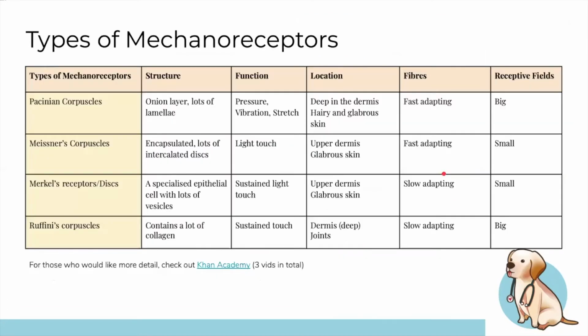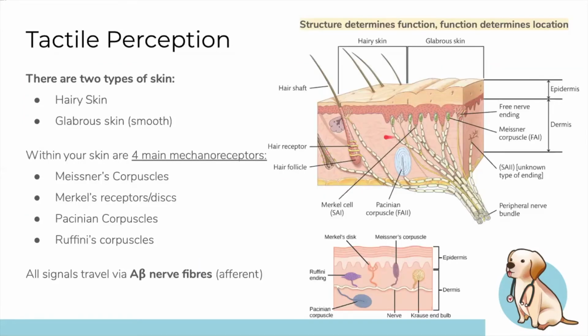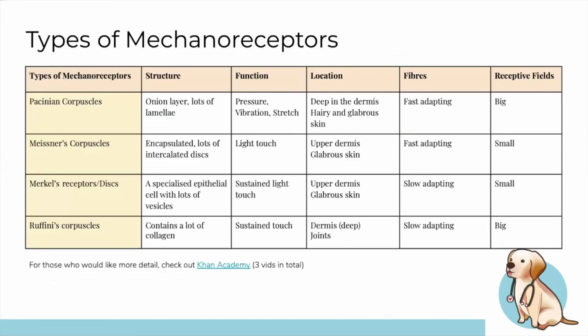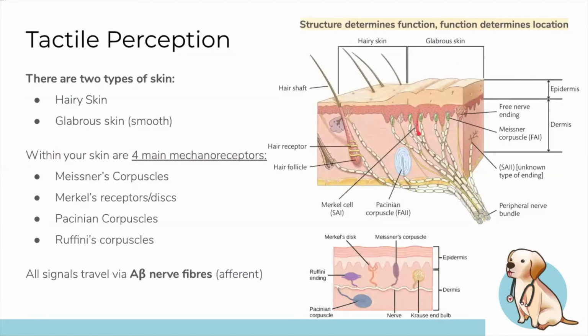Next up, we've got the Merkel's discs. These are the ones that require a sustained light touch. This is also pretty high up, so we're expecting a small receptive field as well. The way it works is your Merkel's discs have a lot of small vesicles inside, and these vesicles release the neuropeptides if something's stimulating it. So think about it like, if someone's constantly pushing you, that's going to stimulate your Merkel's discs to constantly be releasing stuff from their vesicles. And that's why, as long as you have touch being sustained, you're going to have an action potential firing.